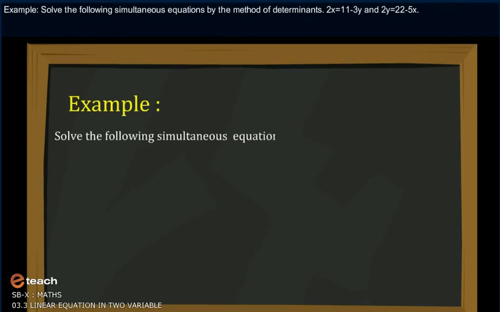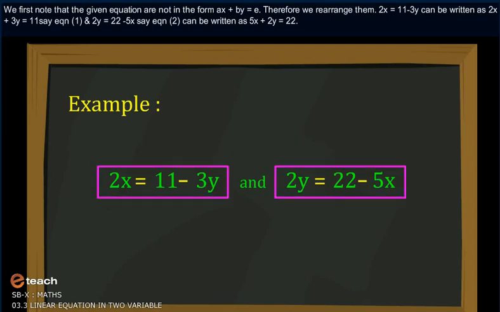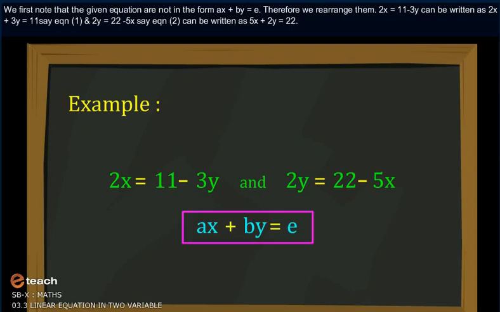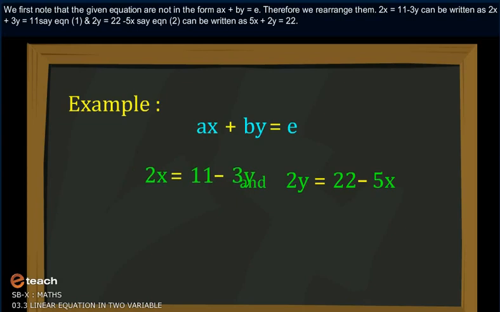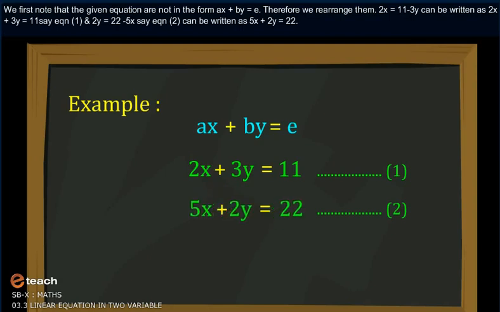Example. Solve the following simultaneous equations by the method of determinants. 2x is equal to 11 minus 3y and 2y is equal to 22 minus 5x. Now we first note that the given equations are not in the form ax plus by is equal to e. Therefore, we rearrange them. 2x is equal to 11 minus 3y can be written as 2x plus 3y is equal to 11, say equation 1, and 2y is equal to 22 minus 5x can be written as 5x plus 2y is equal to 22, say equation 2.